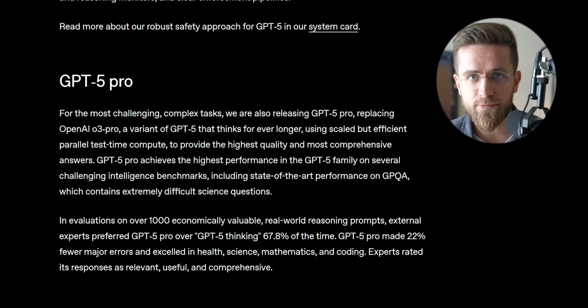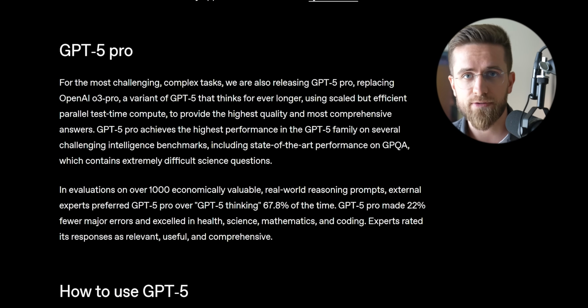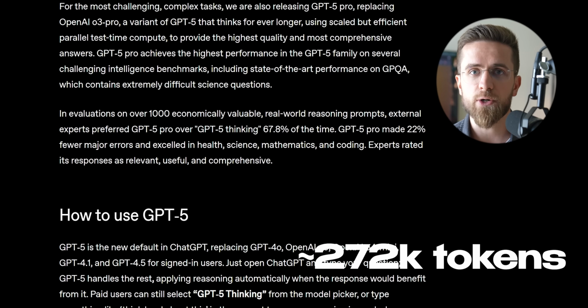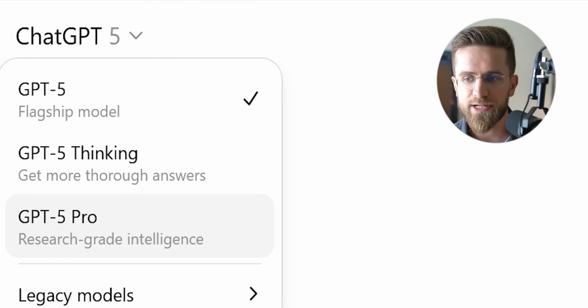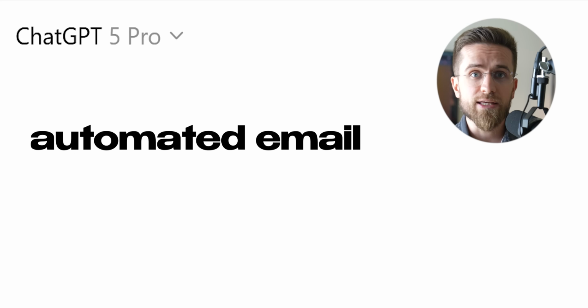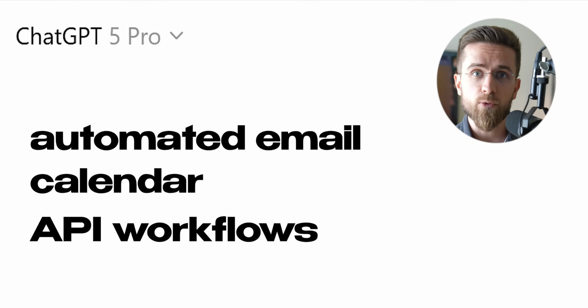And the GPT-5 Pro is the power tier for heavy users. Extended context up to 272,000 tokens, higher rate limits, priority speed, and early access to new agent features like automated email, calendar, or API workflows. Pro is ideal for founders, analysts, and dev teams who feed the model huge docs or run dozens of sessions a day. Still, it's not magic dust.